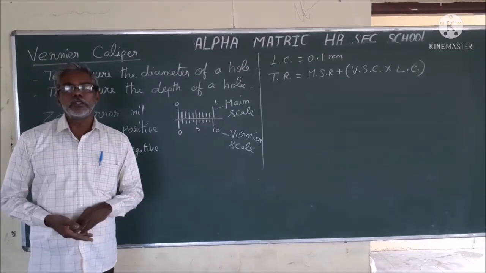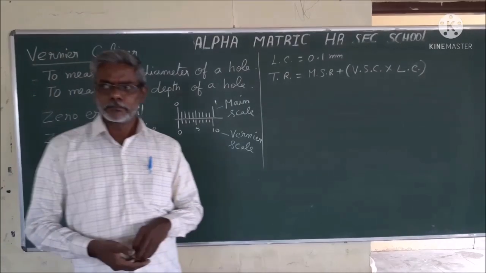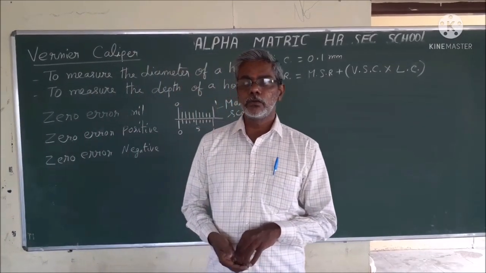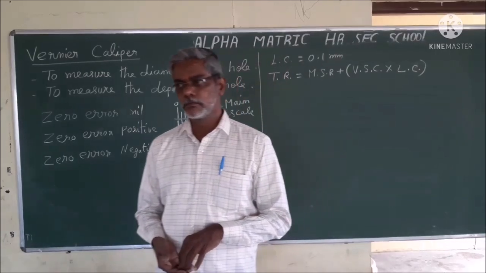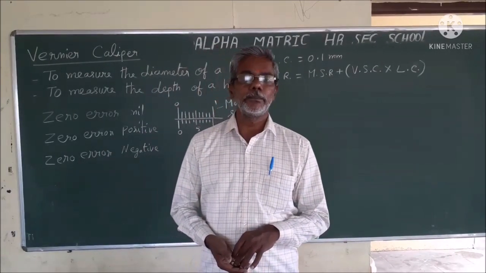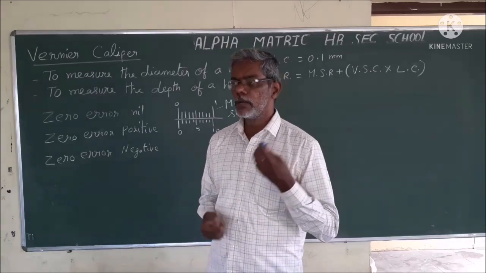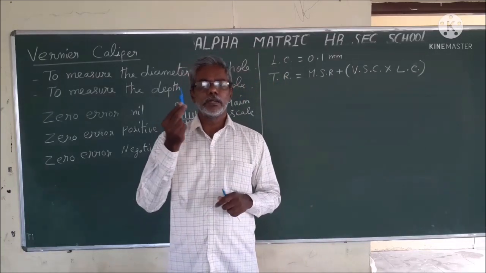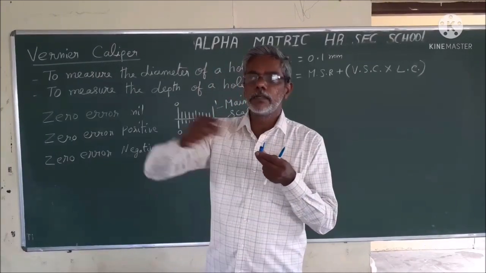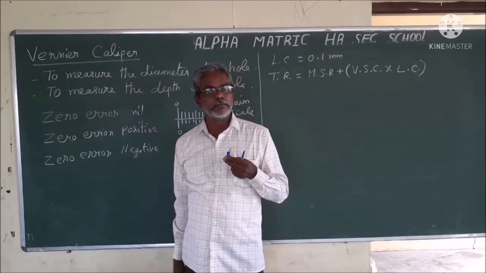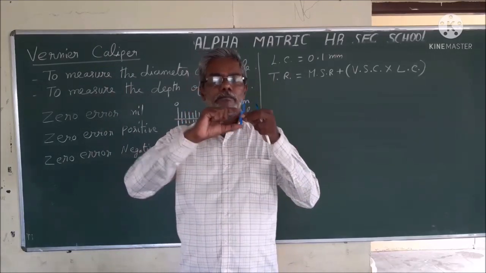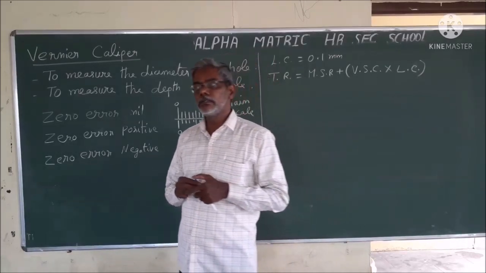Now, we are going to discuss the vernier caliper. This vernier caliper instrument is used to find out the diameter of a hole. Then, it is used to find out the depth of a hole. For example, if I take this pen cover and I want to find out the diameter of a hole, I can use this vernier caliper. Similarly, if I want to find out the depth of this cap, I can use the vernier caliper.